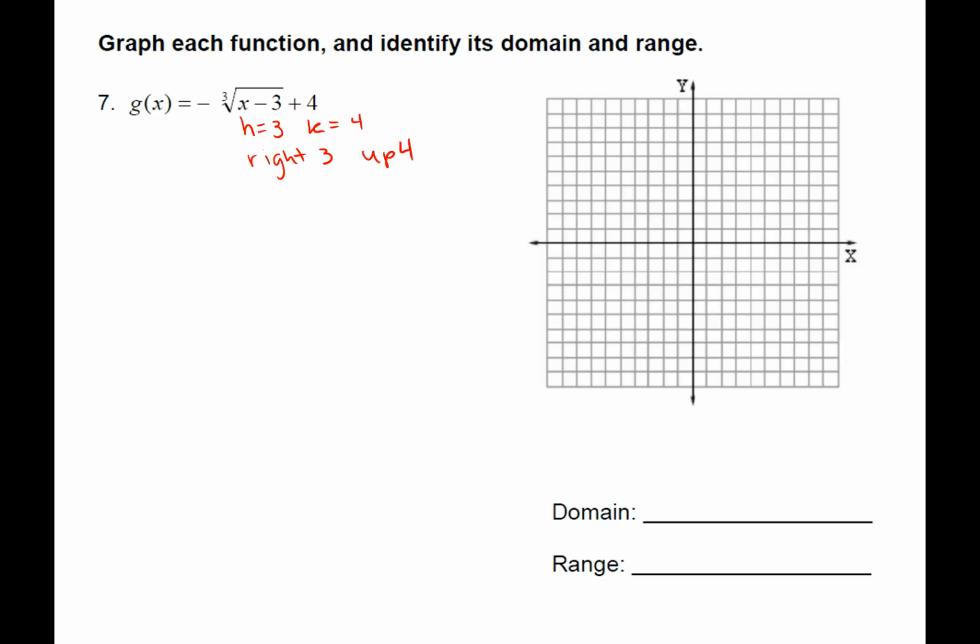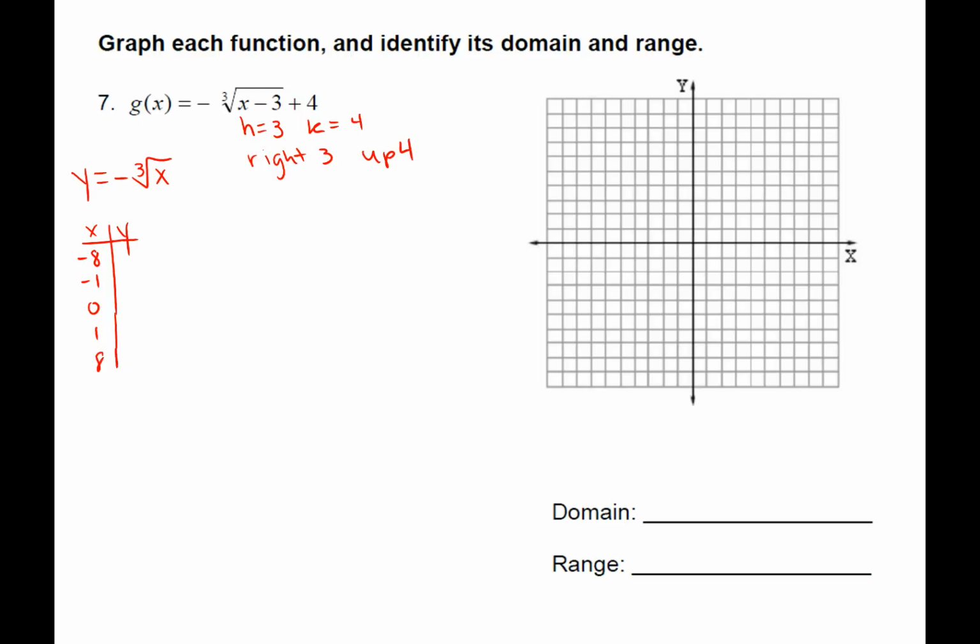Then I'm going to rewrite my function. I'm going to say y equals the negative cube root of x. So basically, again, just ignore the h and k. When I go to do my t-chart here, this time it's a little different than what we did before because now we have a cube root. So I'm going to pick numbers I know the cube root of.